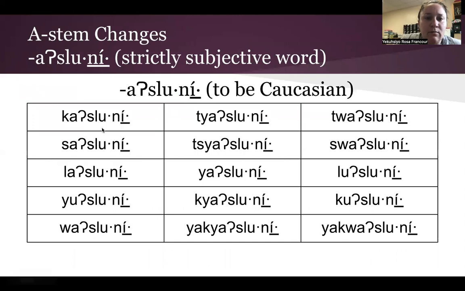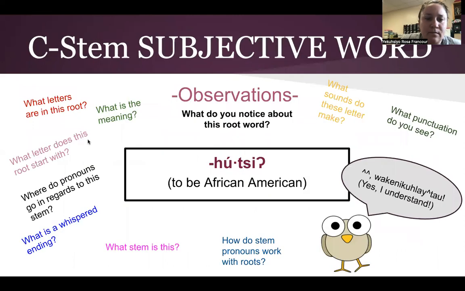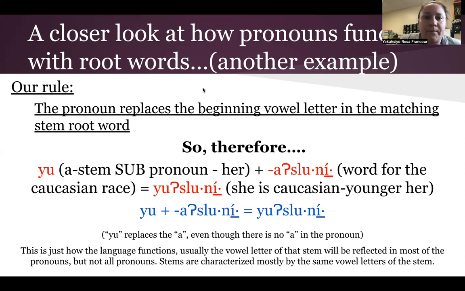The YU, whoa, sorry, my bad. Back it up. Okay. So YU pronoun is going to replace this A, and it's zloon. And then it just means she's white or Caucasian. Okay. So YU replaces the A, and that's how you get the conjugation.